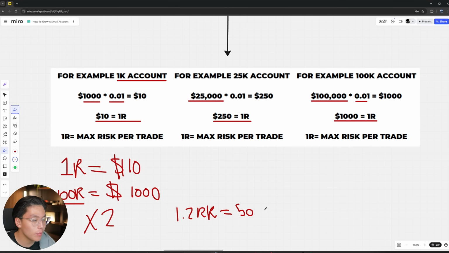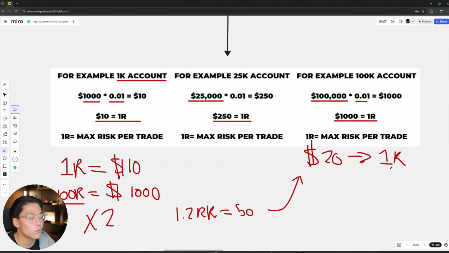And once you're able to develop an edge, I say this very carefully, once you're able to see consistency, that's where you can look to gradually increase your risk amount. So instead of risking $10 for a 1R multiple, you could potentially increase your risk to $20 for a 1R multiple. In this case, your risk amount is still 1R, but you're just changing the dollar value.